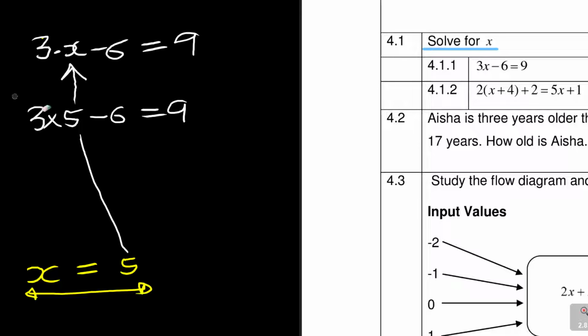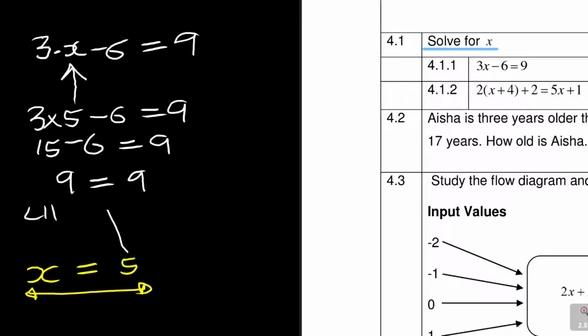So what is 3 times 5? 3 times 5 is what? Is 15 minus 6. It must give me a what? A 9. So now we continue here to say what is 15 minus 6? 15 minus 6 is 9. So 9 is equal to 9. And I told you about left hand side and I told you about right hand side. Do you see that the left hand side is equal to the right hand side? It means our answer here is correct. Then they will give you all your 4 marks. Alright, but don't forget you need to show the working.